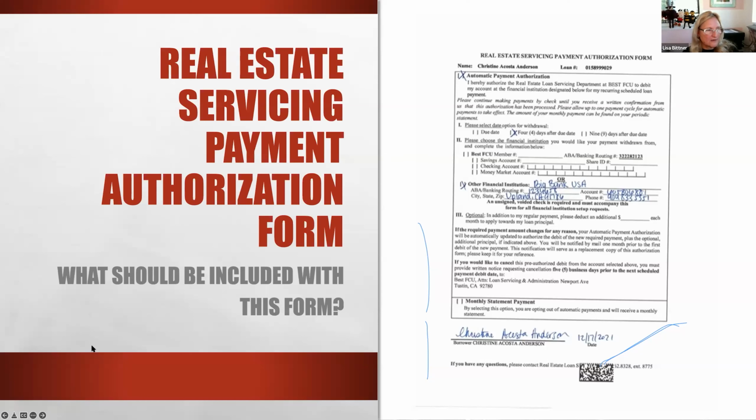Okay, very good. All right, so real estate servicing payment authorization form. This one's not going to be in every set. This is one we're going to actually really have to look at. What I want you to do is review this form, see what was checked, read where the majority of the information was added, and then tell me what should have been included with this form, or what should be included.